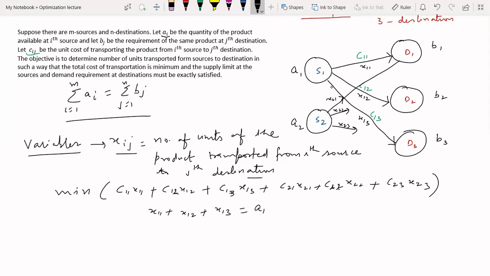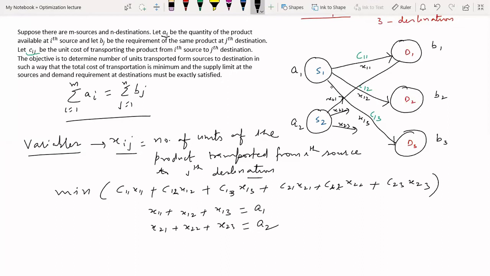Similarly, for the second source constraint, how much I am transporting from source 2 is X21 units to destination 1, X22 units to destination 2, and X23 to destination 3. So the total of these units is equal to what? A2, because A2 units are available at source 2, which are being distributed to all these three destinations. So these are my source constraints. Similarly, I have my destination constraints.